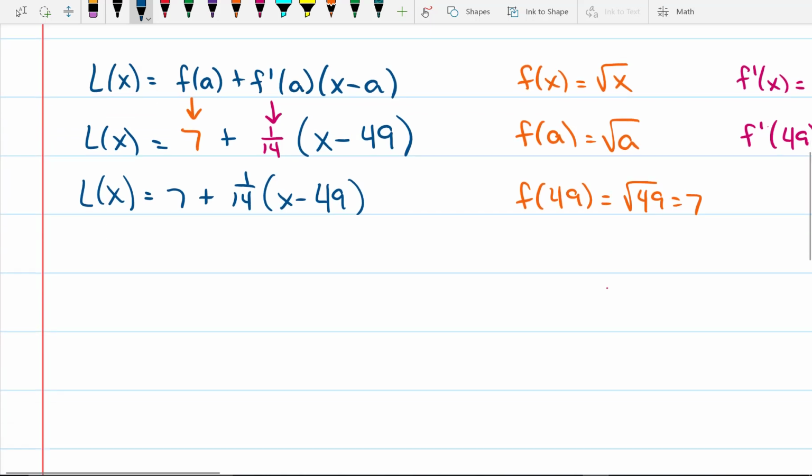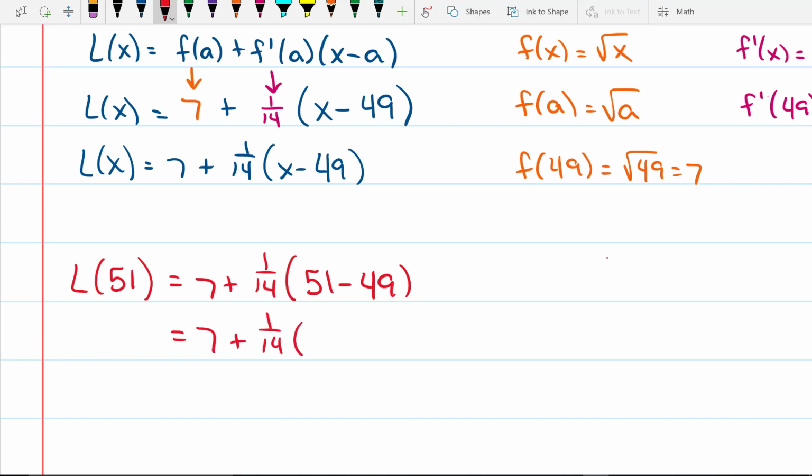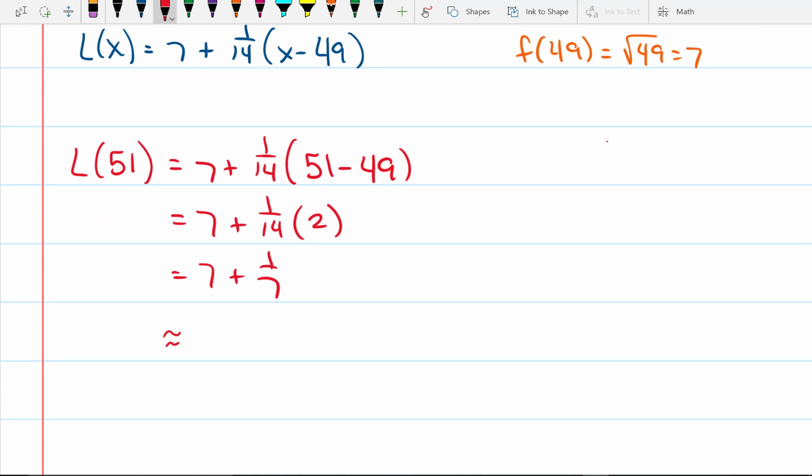Now in order to use the linear approximation, all we have to do is find L of 51. So we get 7 plus 1 over 14 times 51 minus 49. Doing a little simplifying with algebra, you get 7 plus 1/7, which works out to be about 7.142. And there you go. That's how you evaluate the square root of 51.